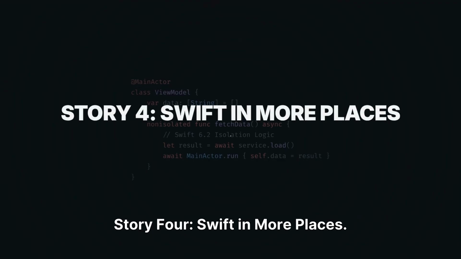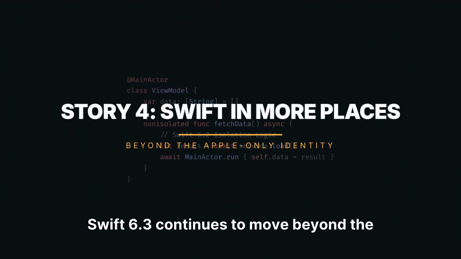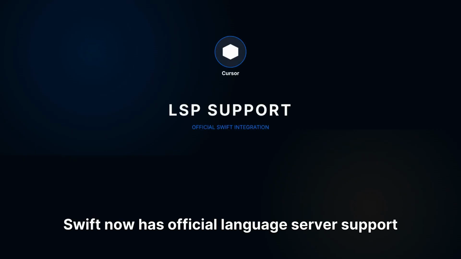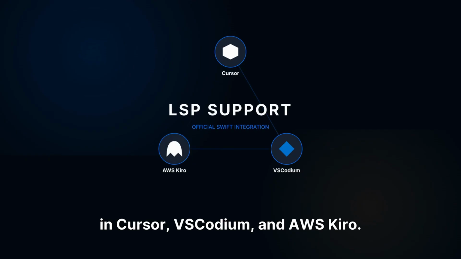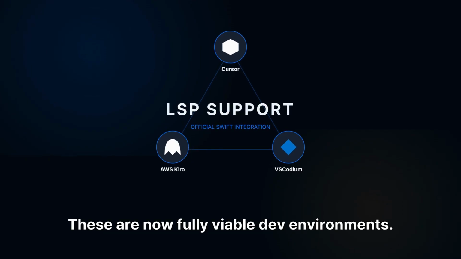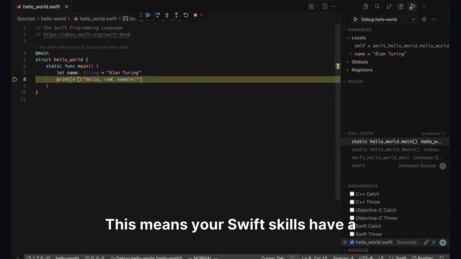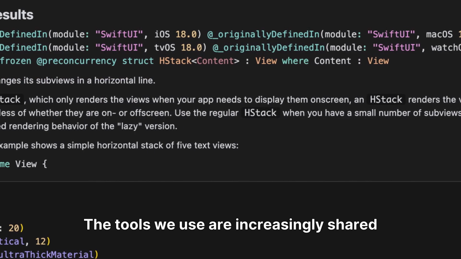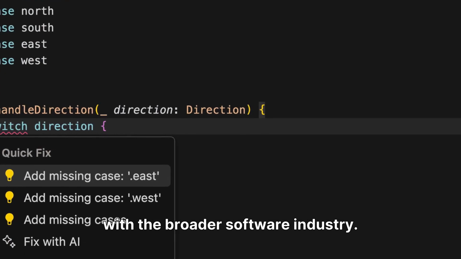Story 4, Swift in more places. Swift 6.3 continues to move beyond the Apple-only identity we've known for a decade. Swift now has official language server support in Cursor, VSCodium, and AWS Kiro. These are now fully viable dev environments. This means your Swift skills have a wider surface area. The tools we use are increasingly shared with the broader software industry.